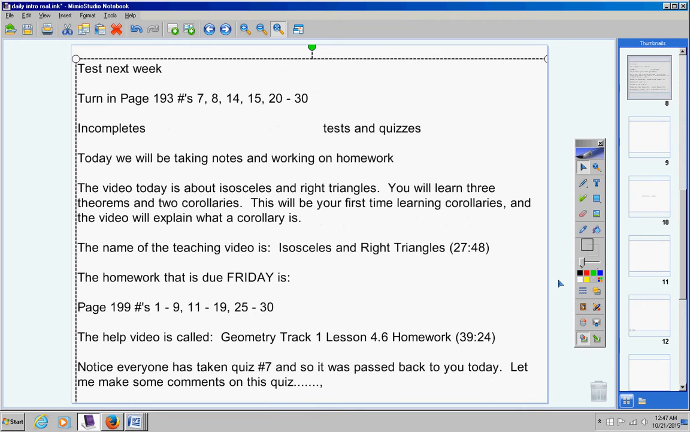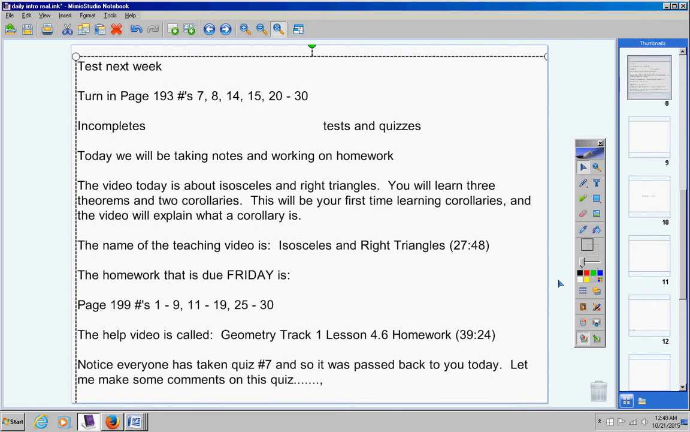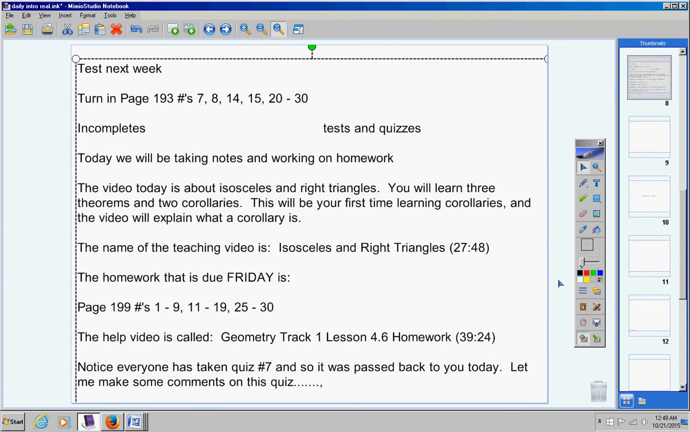Notice everyone has taken quiz number 7, and so it was passed back to you today. Let me make some comments on this quiz. First of all, we have already gone over the quiz. If you'll think back, I asked for Haley Harmon to step out of the room, and I went over the quiz, and then we collected the quizzes, okay? So we have gone over those already.